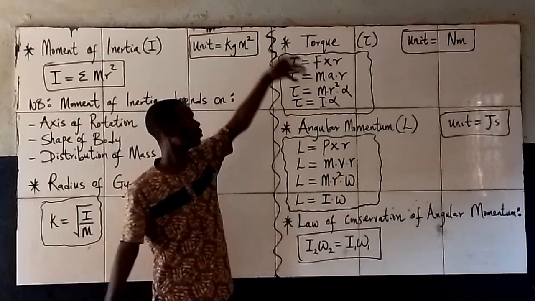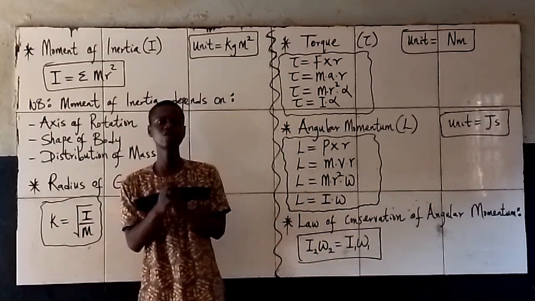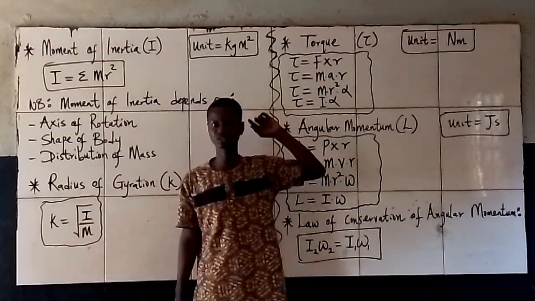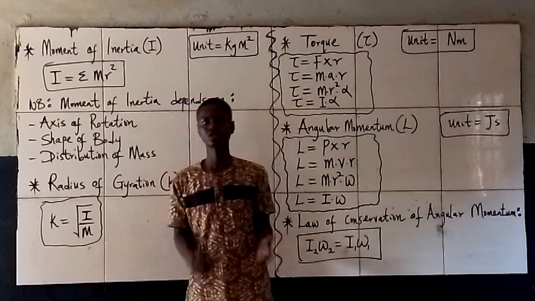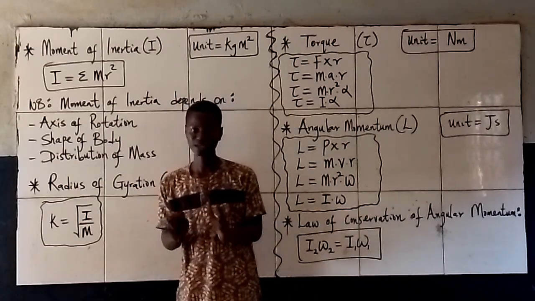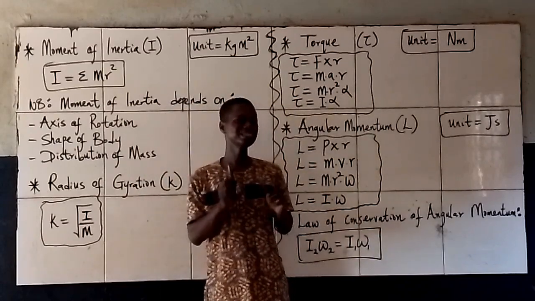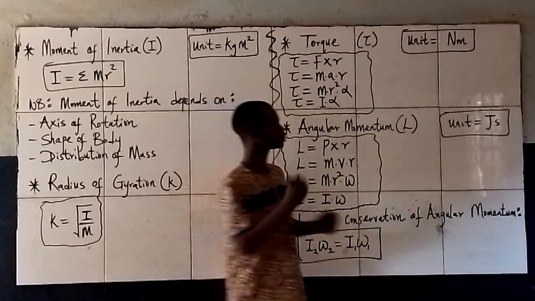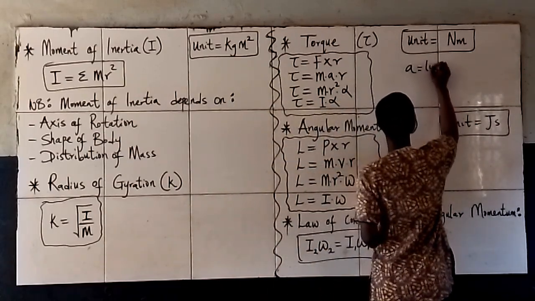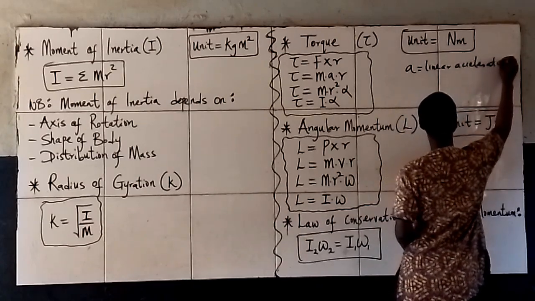Now there are many formulas you can use to find your torque, depending on the variables that are given in the question. If you are given force and you know the radius in the question, you can simply use torque is equal to force times radius. Is that clear? Now if you are given the mass of the body and you know the acceleration, in this case linear acceleration, mind you, this form of a, the normal a we know, stands for linear acceleration.